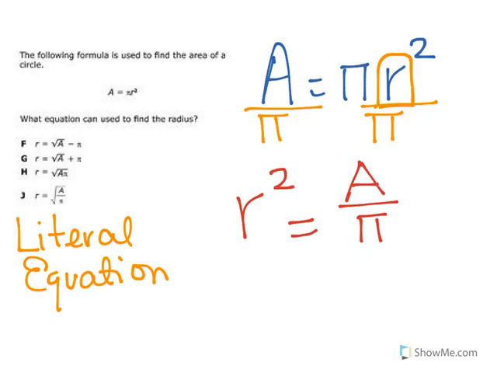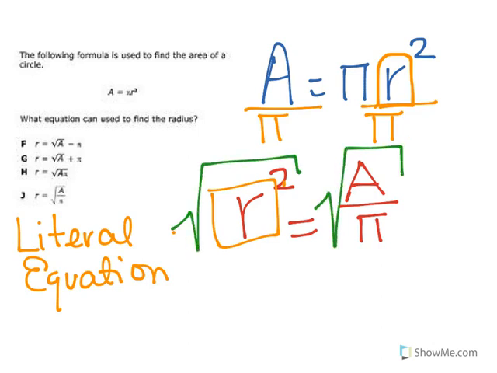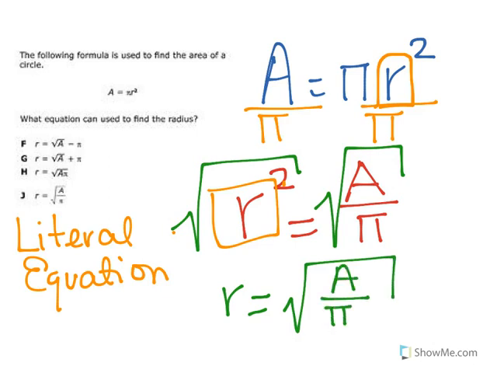But I want r by itself. I know that the inverse operation of being squared is the square root, to both sides. That means r is equal to the square root of area divided by pi. And that's J.